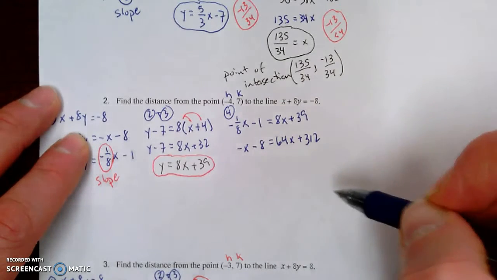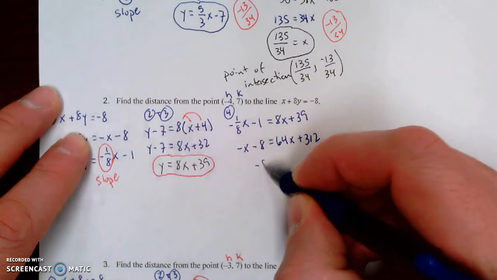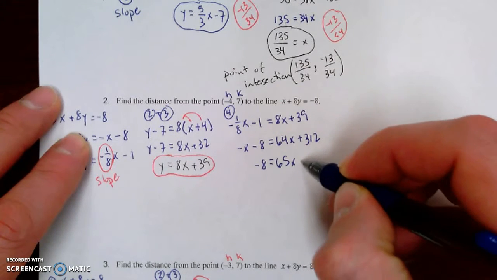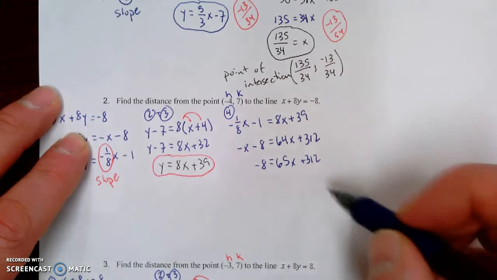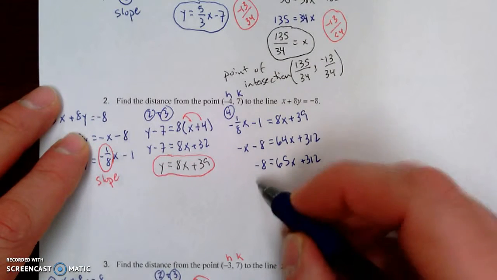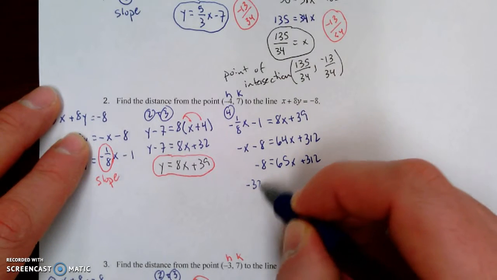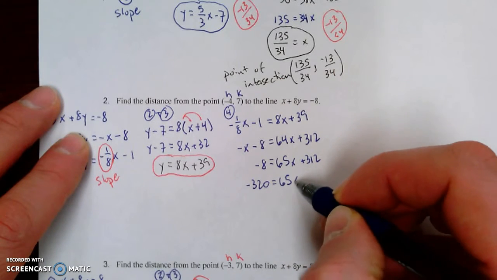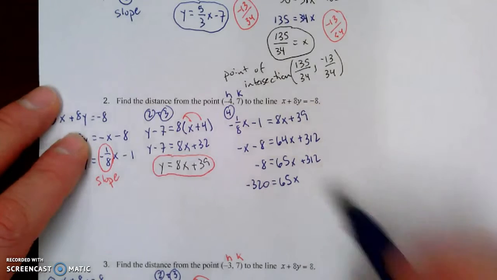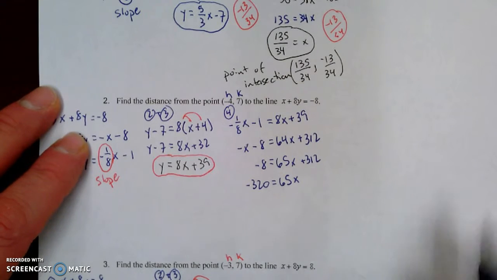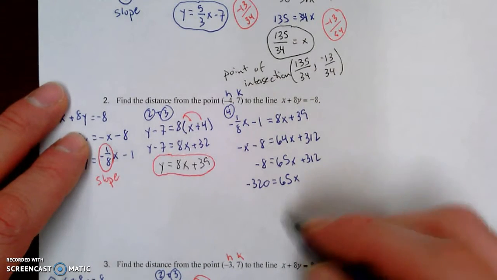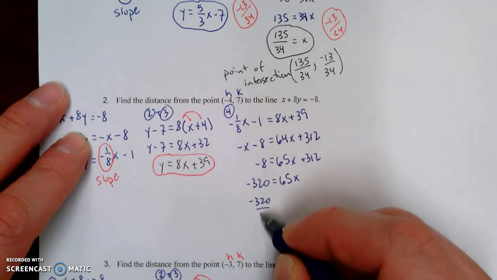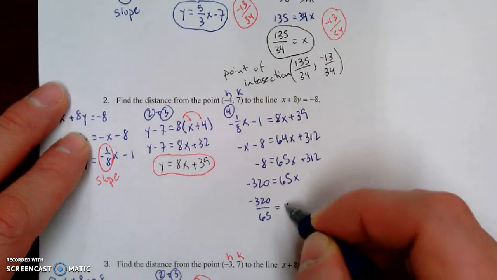All right. So let's see. Let's add x to both sides. And that gives us negative 8 equals 65x plus 312. Then subtract 312 from both sides. That gives us negative 320 equals 65x. And then we're going to divide by 65 on both sides to get negative 320 over 65 equals x.